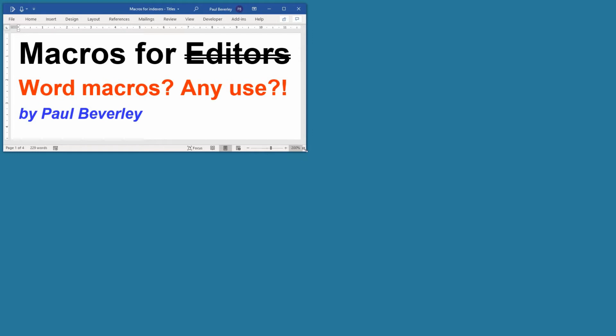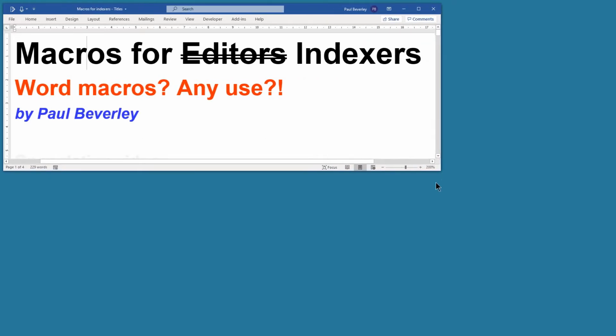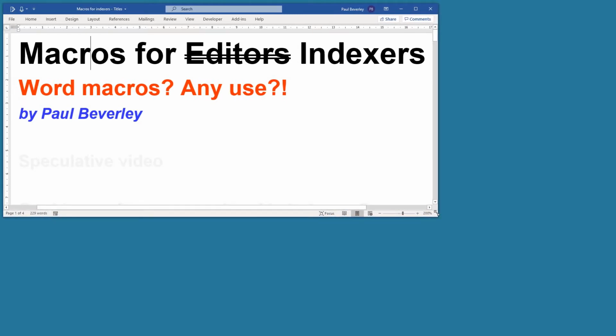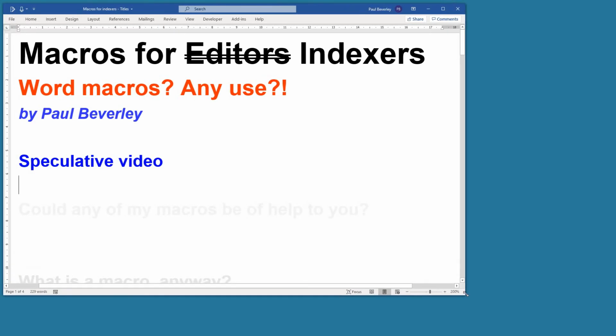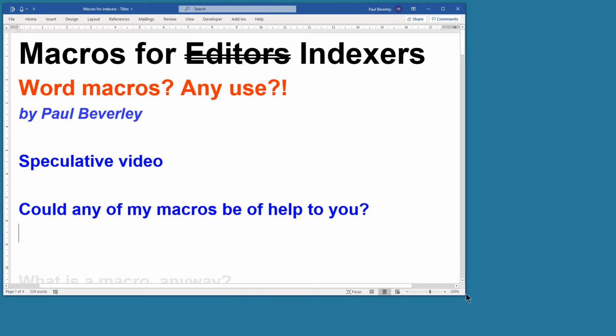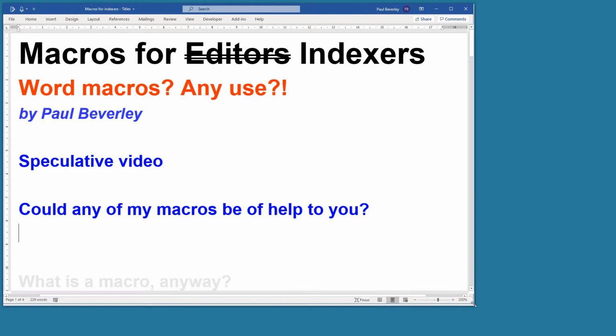Slightly unusual this time. As you can see, editors is crossed out because actually I'm addressing this to indexers. Now it's actually a bit of what you might call a speculative video because I'm asking the question as to whether any of the macros that I'm producing could be of help to you as an indexer, or as maybe an editor who does indexing.